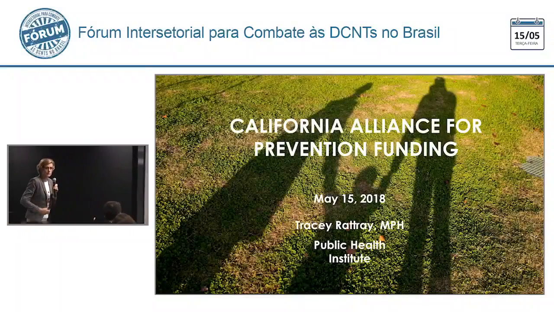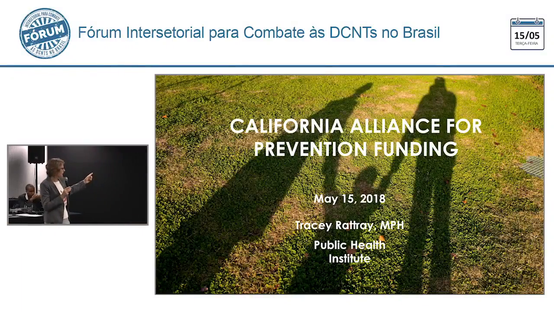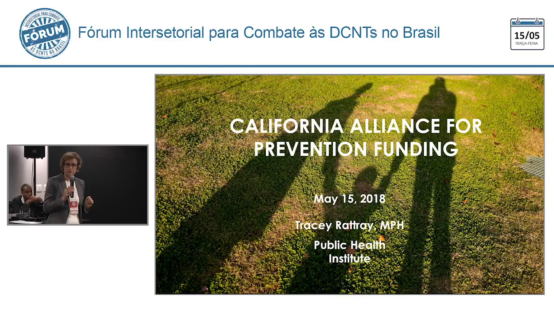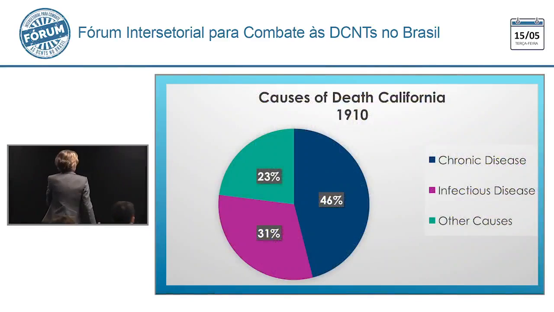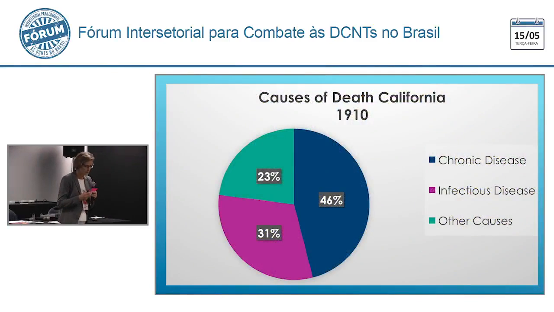Okay, today I'm going to talk about a project called the California Alliance for Prevention Funding. And this is a new project in California. But before I get into this, I want to give you a little history about why this project started. And here I want to start back in 1910, when Hermes de Fonseca was president.